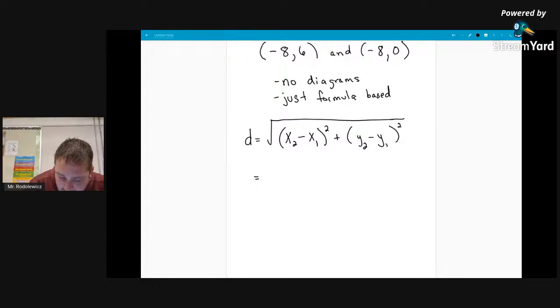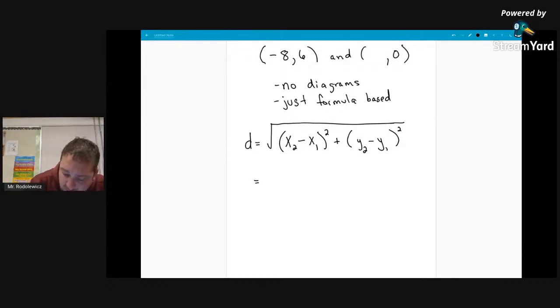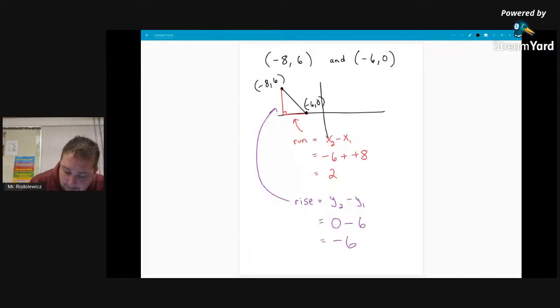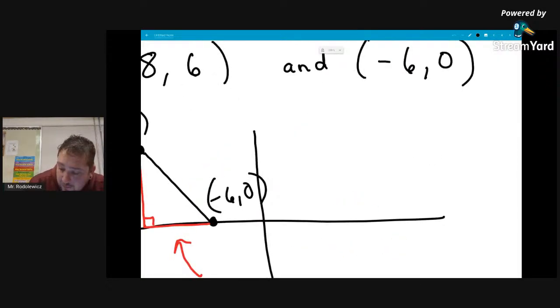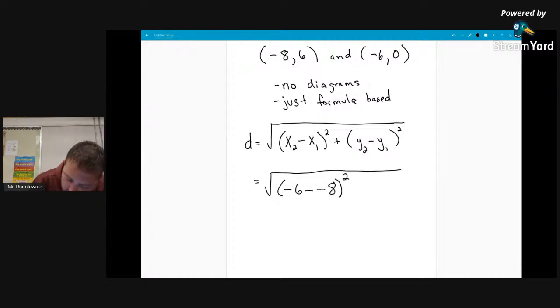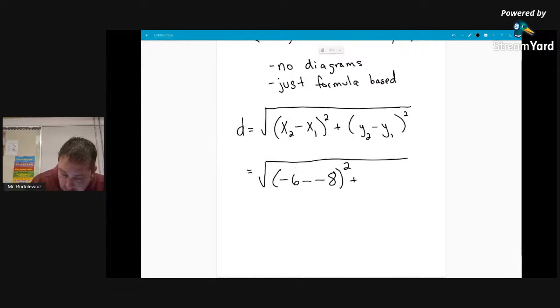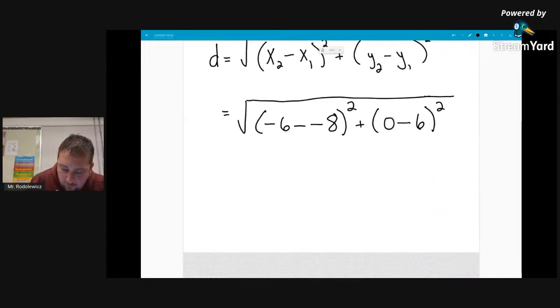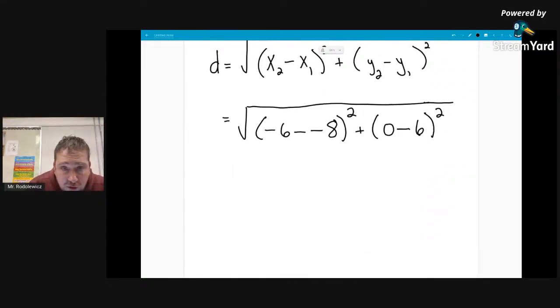X2 is -8. I think I have something wrong here. Isn't it -6? Yes. Let me go back just to show you. I wrote that wrong. But the example was -6, 0 right there, right? Okay. So x2 is -6 minus -8. We got to square that. Plus y2 is 0 minus 6 and square that. So there's the formula. There's the substitution.